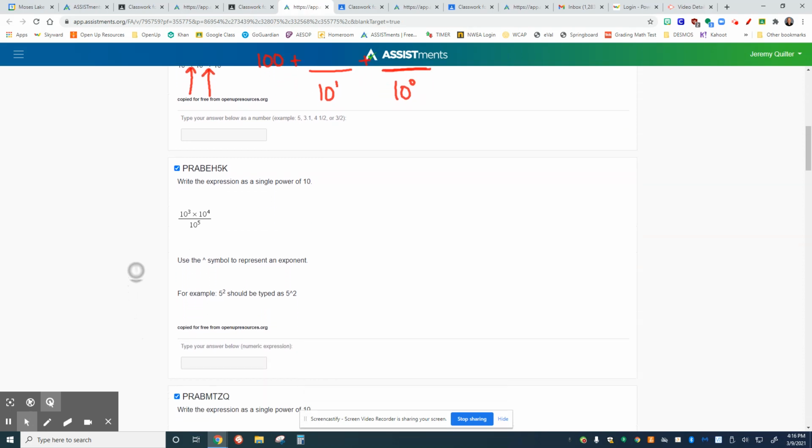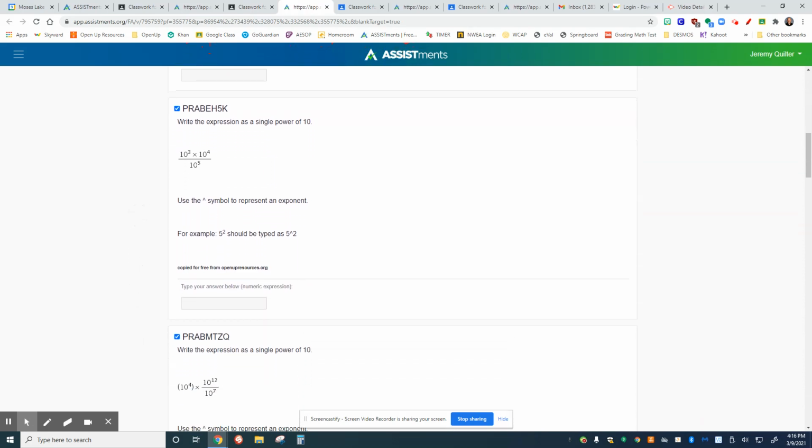Looking at the next one, write the expression as a single power of 10. Okay, order of operations applies here. We need to simplify in the numerator before we actually divide. So we want to take care of the numerator first, 10 to the third power times 10 to the fourth power. And then we can divide all that by 10 to the fifth power.